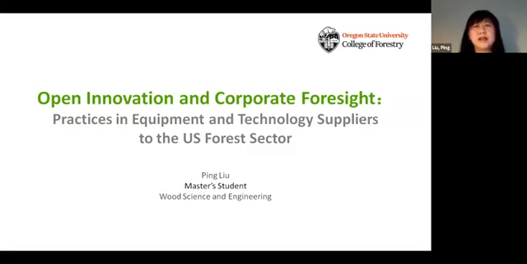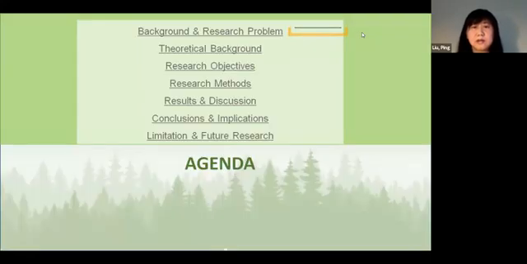With the mission and the interest of learning forest sector competitiveness, I started this research, open innovation and corporate foresight practices in equipment and technology suppliers to the U.S. forest sector. In the next approximately 30 minutes, I will present my master thesis.